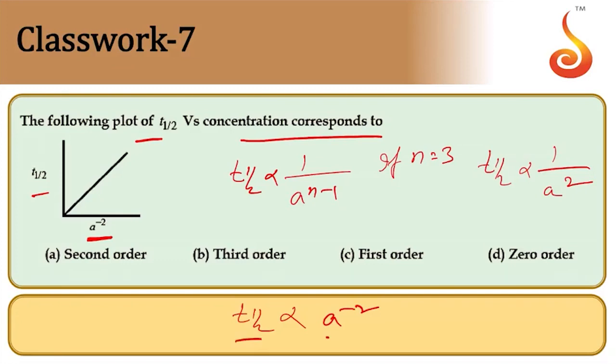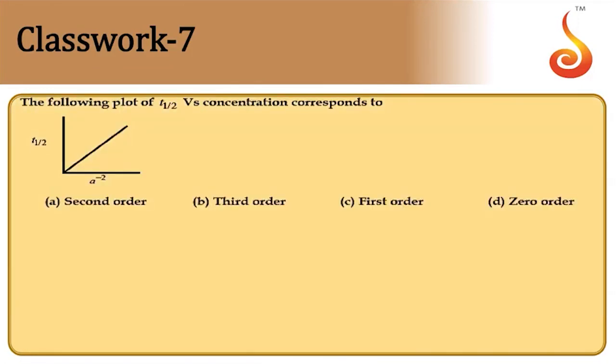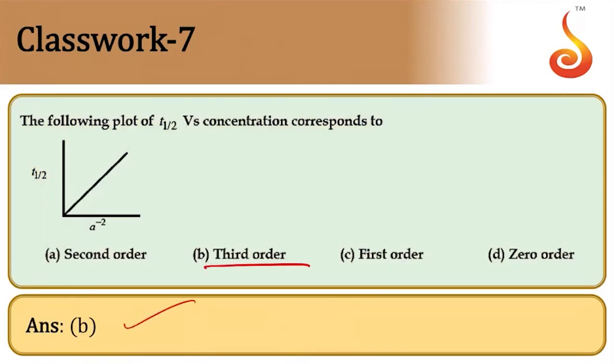So the graph between T half and A to the power of minus 2 will be a straight line passing through the origin. This implies that A to the power of minus 2 comes in the case of n equal to 3. n equal to 3 means the reaction is a third order reaction. In general, T half is inversely proportional to 1 by A power n minus 1. n equal to 3 gives the power 2, and the power is minus 2 as given. T half is proportional to A to the power of minus 2, so it follows it is a third order reaction. So the answer is option B. Third order.